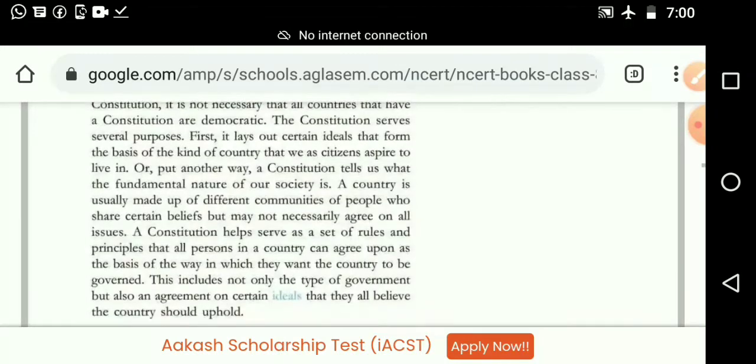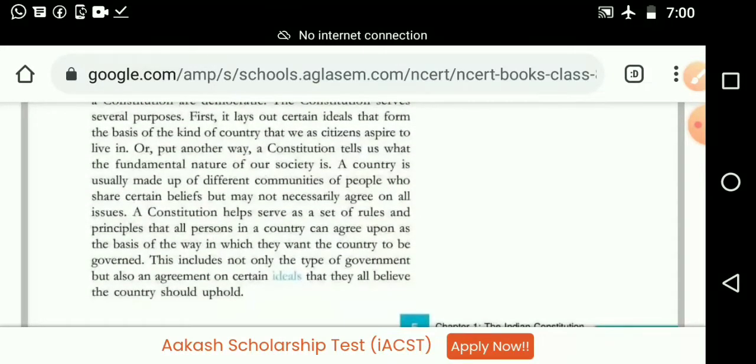Then some more explanation. A country is usually made up of different communities of people who share certain benefits but may not necessarily agree on all issues. So each and every country has different kinds of societies and communities. For example, in India we have different religious communities: Hinduism, Muslim, Christianity, Jain, Sikh, many religions. And in Sri Lanka we can also see Buddhists. Many people are Buddhist, and Christianity and Muslim religions are there.